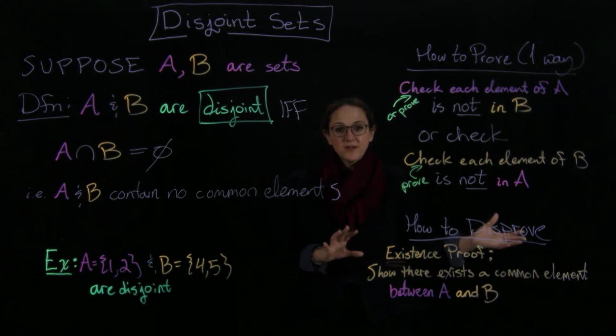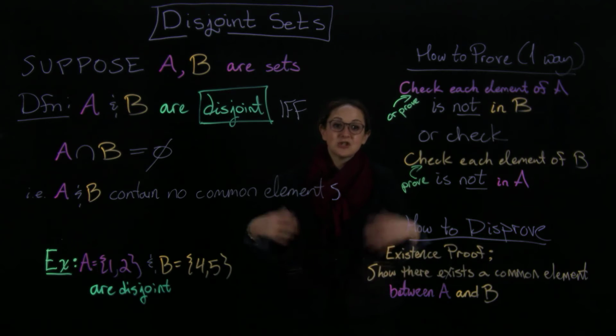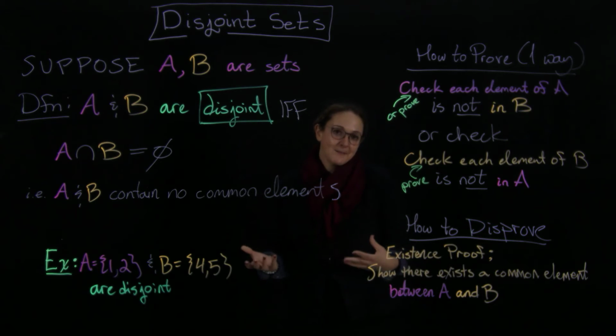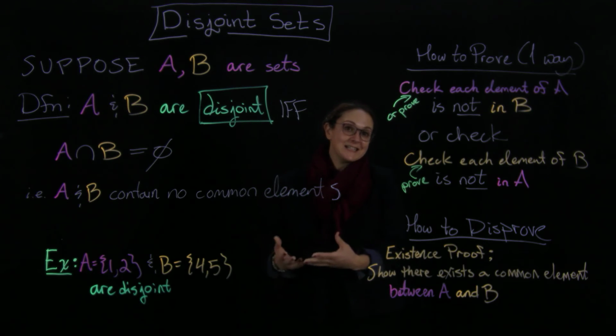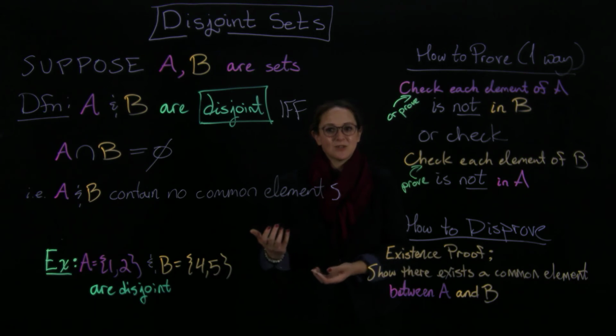When you're disproving it, it becomes an existence proof, so you need to show that there's a common element between A and B. You state what that element is and then show that indeed it is in both A and B, because that's what it means to work in this circumstance.